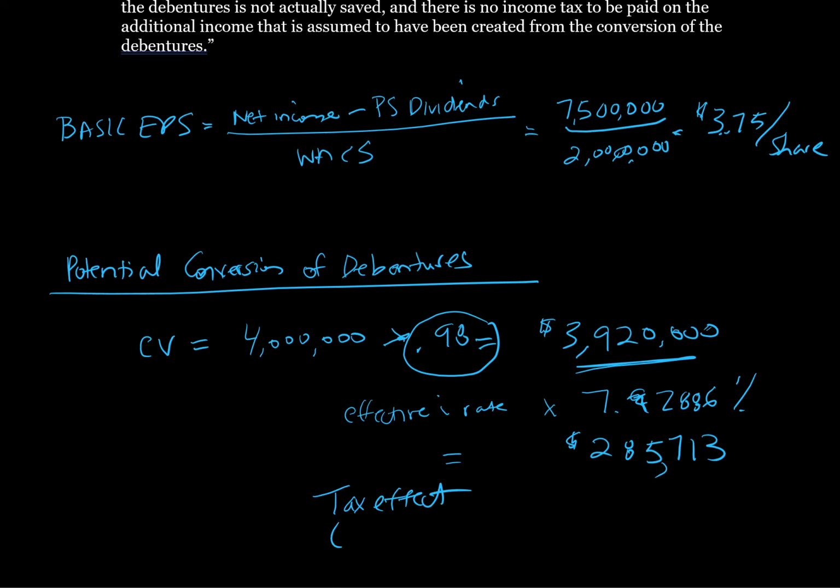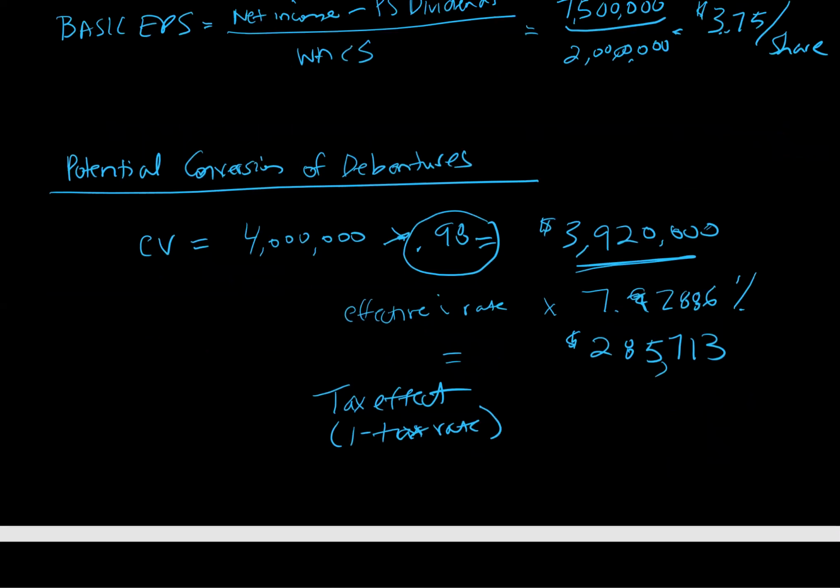So the best way to do this, I believe, is to say 1 minus the tax rate and multiply it by that. So the tax rate that we were given was 25%. So if we go 1 minus 25%, we're going to get 75%. So if we take 285,713 and multiply it by 75%, we're going to get the after-tax value of 214,285. And this is the change to net income.